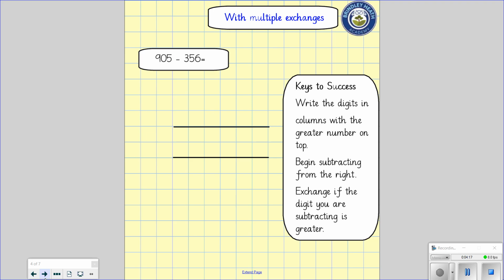Sometimes when we're exchanging, we can't actually exchange from the next column, so we have to exchange again so that we can work our way back through the calculation. So this is a bit trickier. Let me show you what to do. So we've got 905, which is our greater number, so that's going to go first, and we're subtracting 356.